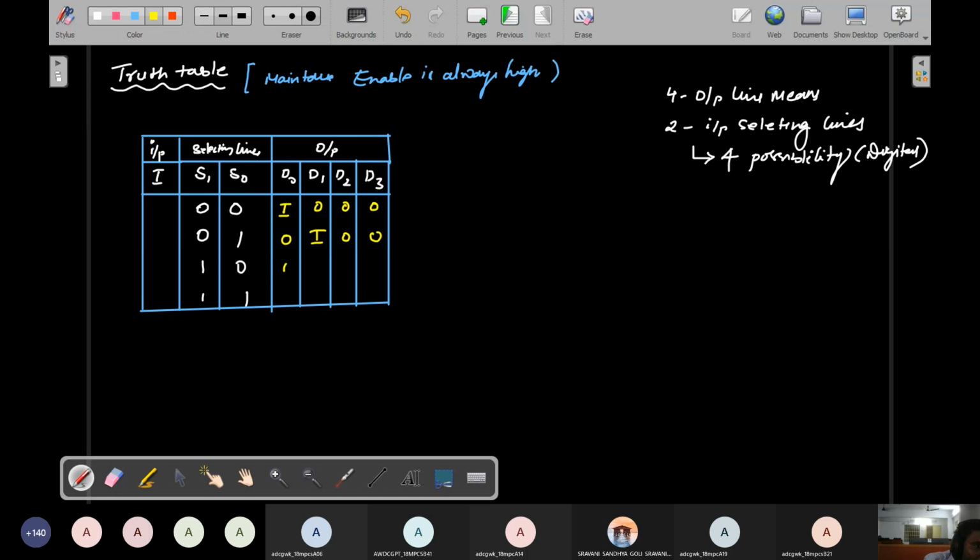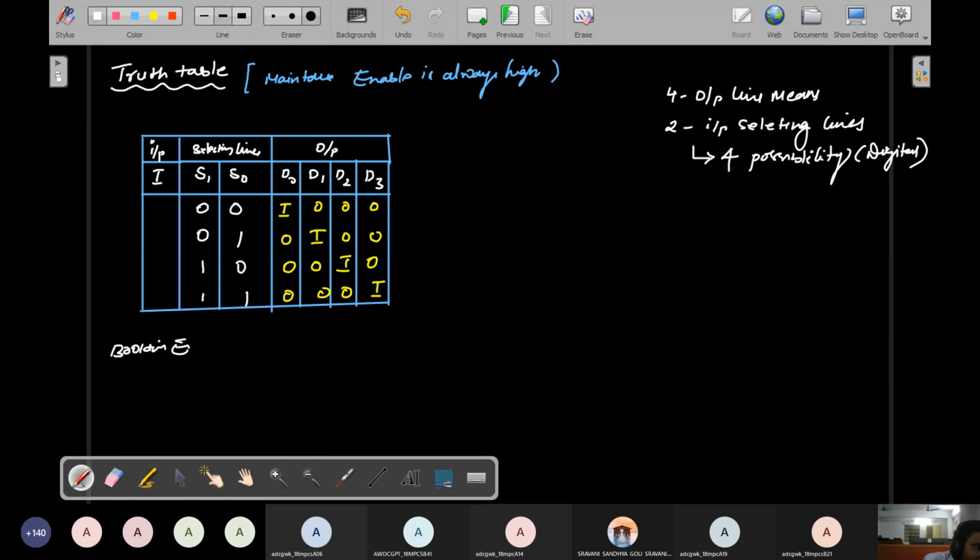Similarly in this condition, only D2 is activated, and your input is selecting the D2 terminal. In the case where both S0 and S1 are at high condition, your input is connected to the last terminal. So 0 0 0. So this is your truth table. Okay, now next I write the Boolean expression.